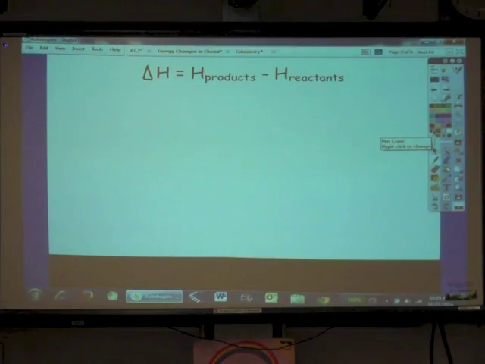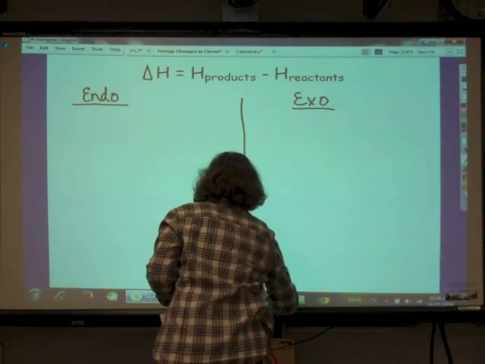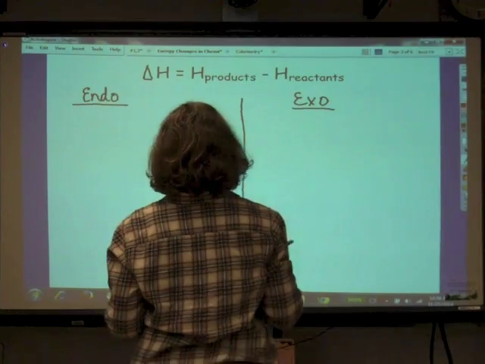So when we measure change in enthalpy, what we're looking at here is the enthalpy of the products minus the enthalpy of the reactants. And that gives us our change in enthalpy, or our heat of reaction, the amount of energy associated with the reaction. How does that look? Hopefully that's it, right in the middle.